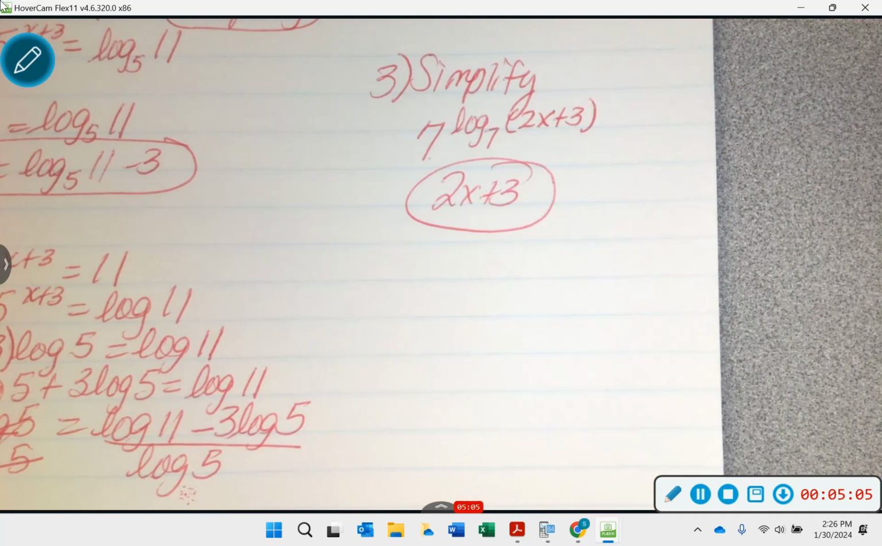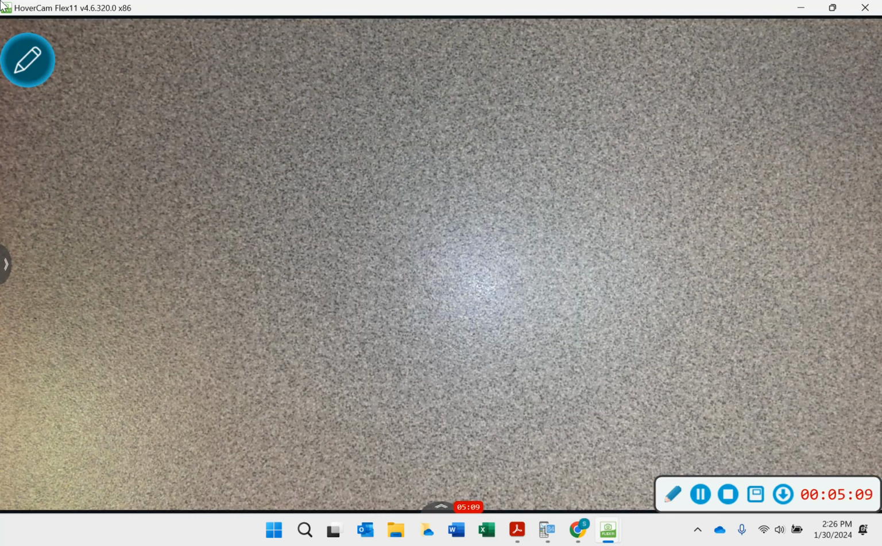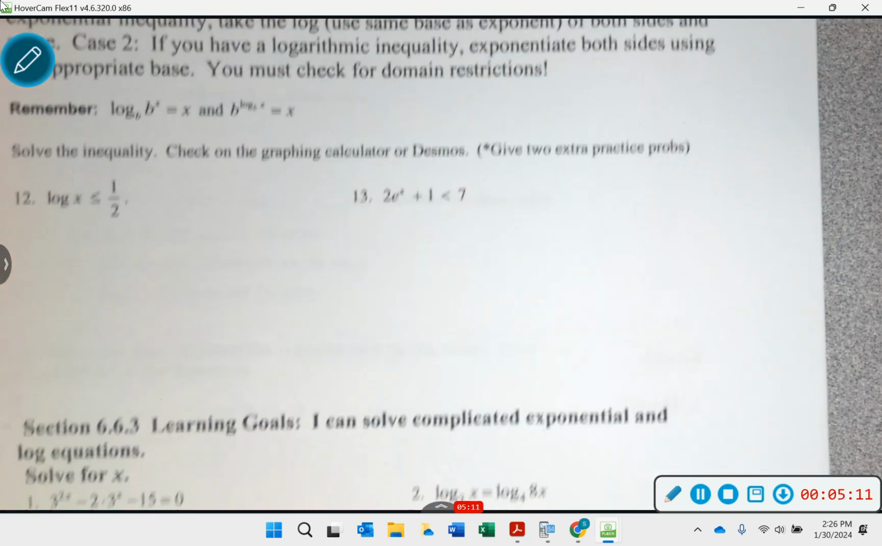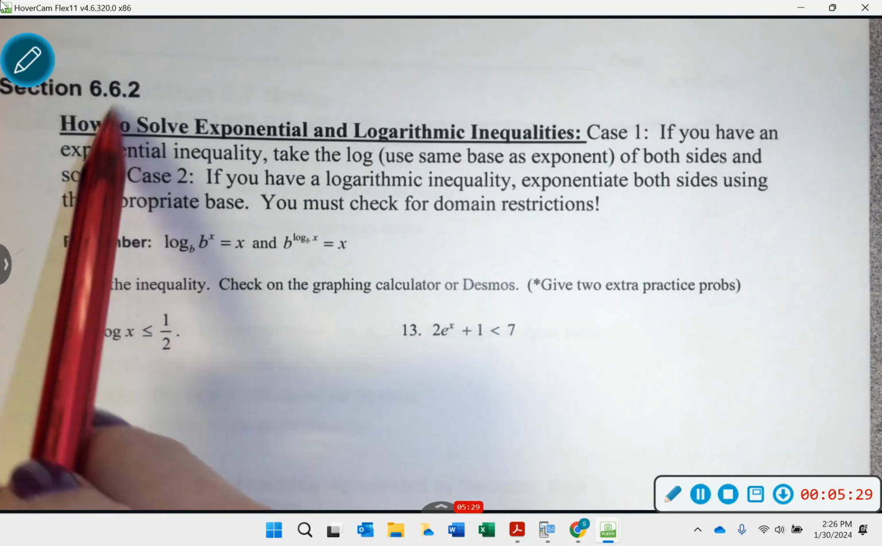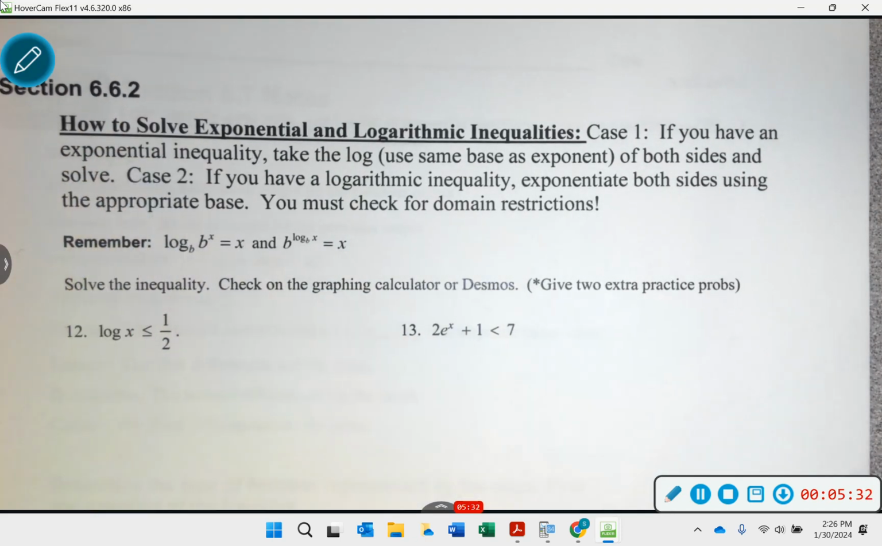All right, go ahead and bring up your notes for section 6.6, part 2. Oh, I was like, that's a thing, but I have to last time we just evaluated it, the third step. Go ahead. Okay, section 6.6, part 2.